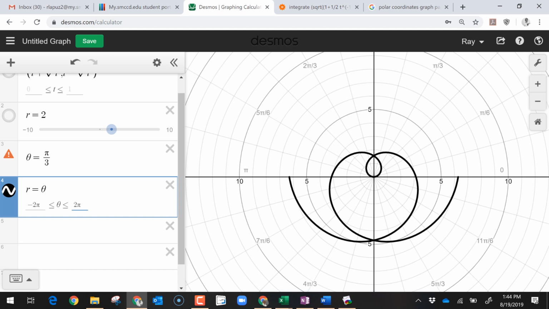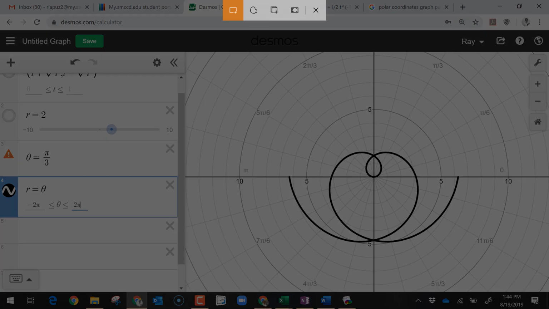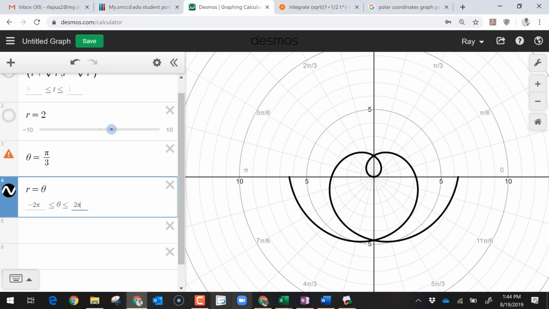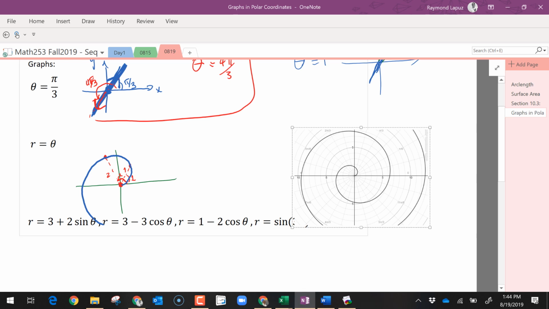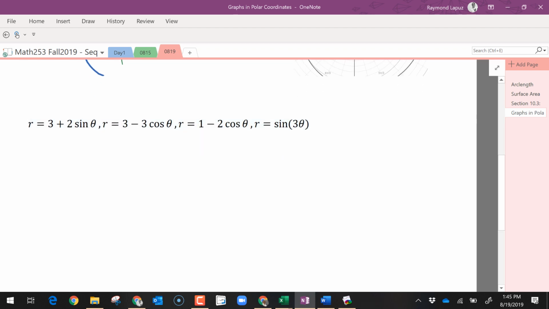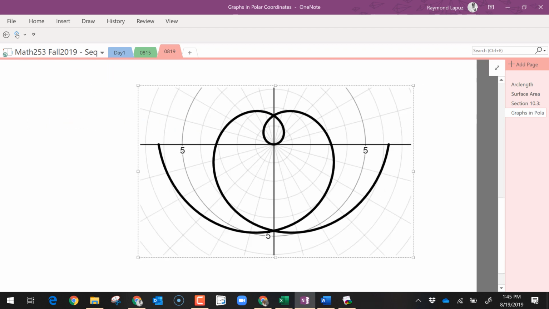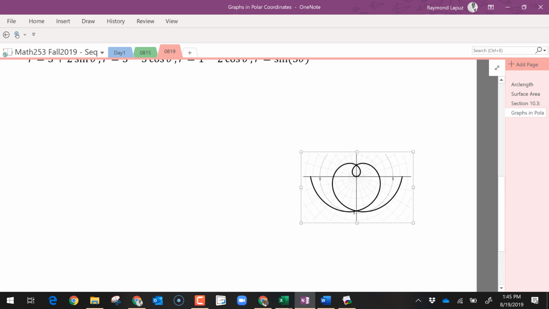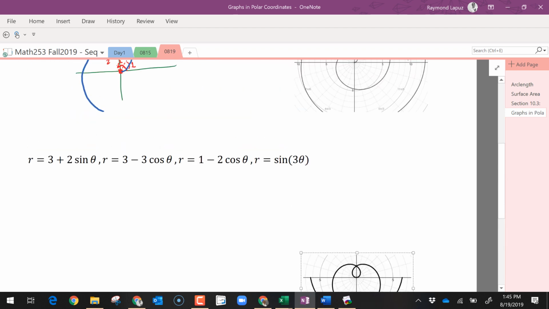Actually, let's take a picture of this picture. Oh, but then if you see the other picture, then you know which way to go. Okay. So what part do you think is the positive theta and what part's the negative theta?